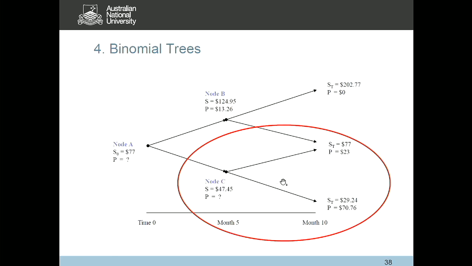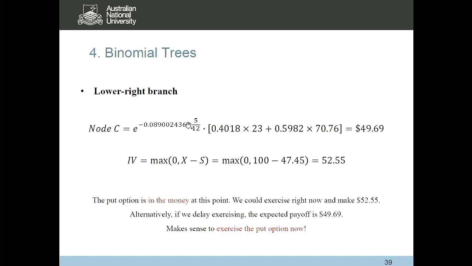Then the next step is we work on the lower half of the branch. So if the share price goes up to 77, we get a payoff of 23. If the share price went down to 29.24, we're getting a whopping payoff of $70.76. And we also know the probability of those two things happening. So we can work out the expected payoff, and same as before, we discount it back 5 months at the risk-free rate. So the discounted payoff is 49.69, right?